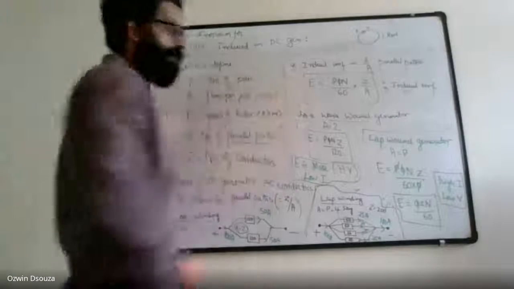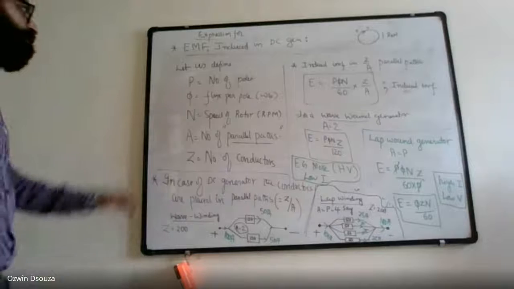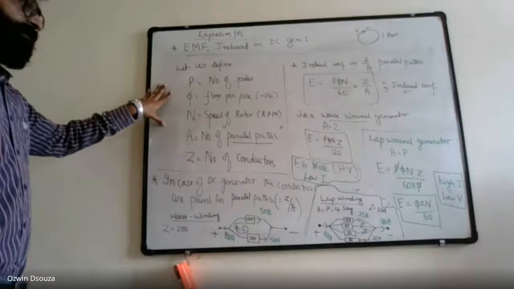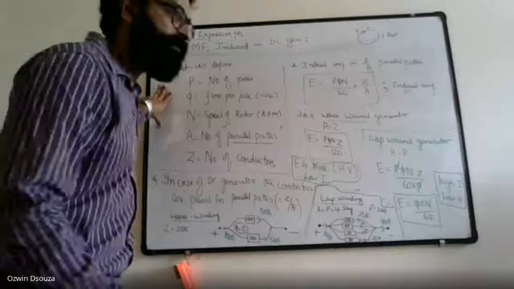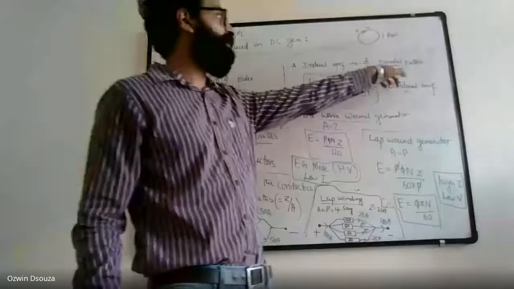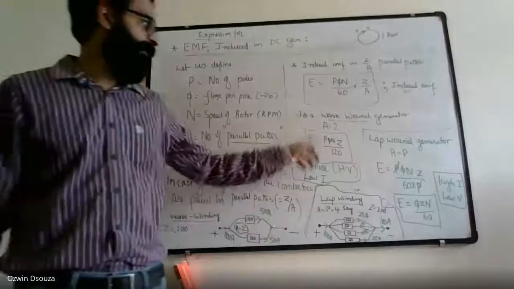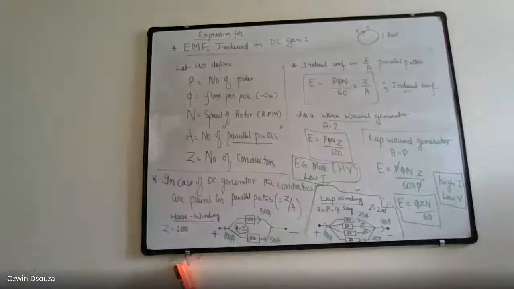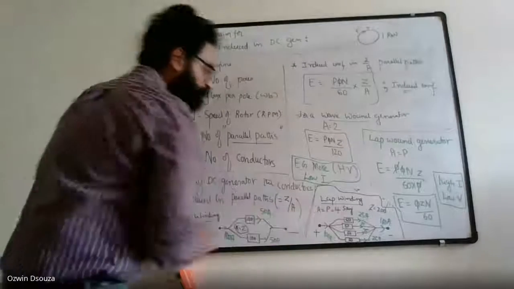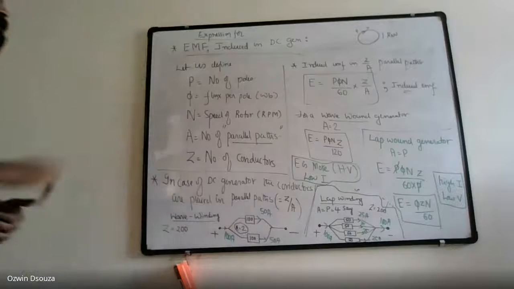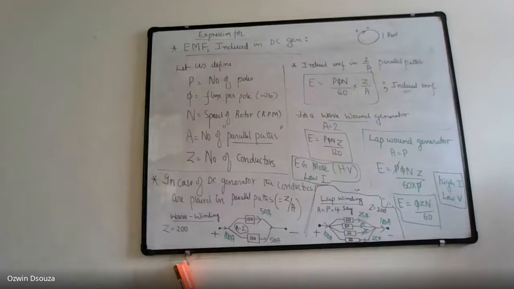Okay, so this is the induced EMF. In the induced EMF, what you have to do is define the machine constant and define the EMF induced in one conductor. And then you can say that the induced EMF in Z by A parallel paths is so and so. Okay, and for lap wound you will get this, and for wave wound you will get something of this kind. Okay, you don't have to show this. This I have shown for your understanding purpose. So that concludes the expression for induced EMF in a DC generator.